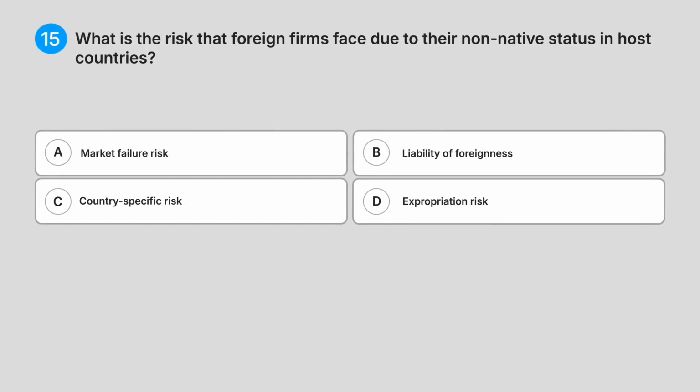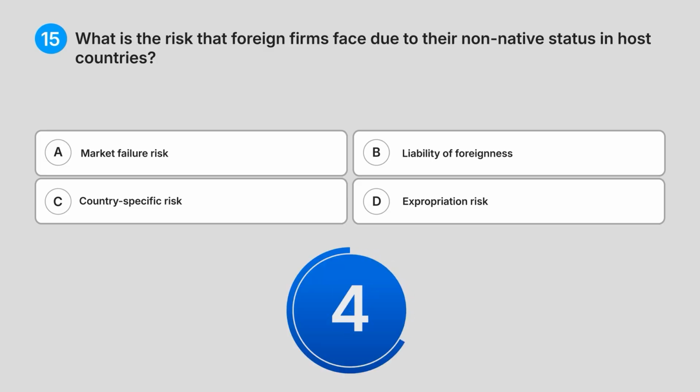15. What is the risk that foreign firms face due to their non-native status in host countries? A. Market failure risk. B. Liability of foreignness. C. Country-specific risk. D. Expropriation risk. What do you think is the answer?